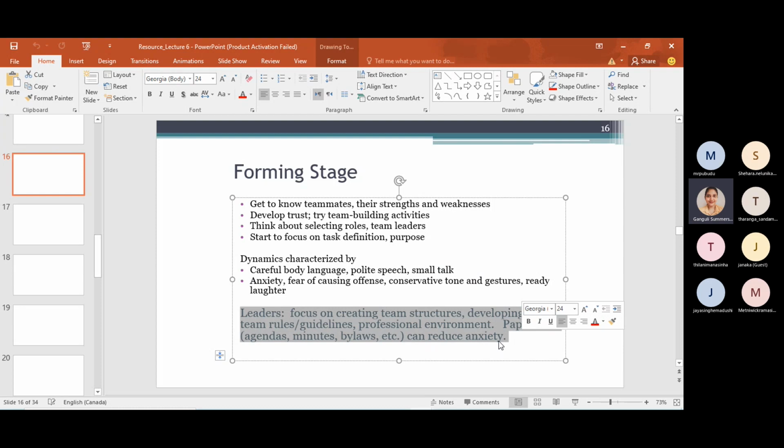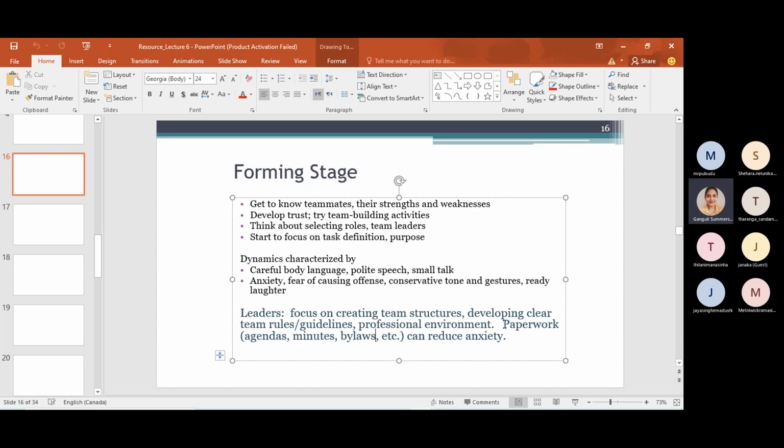These are the duties that should be done by the leaders during the forming stage. There is a group leader. Every team or every group has a leader, right? So during the forming stage, these are the things that leaders should do. The leaders should focus on the team structure, and they should develop clear team rules or guidelines. And they should also make sure that the team environment is a professional environment. And they can also create paperwork like agendas, minutes, or bylaws.